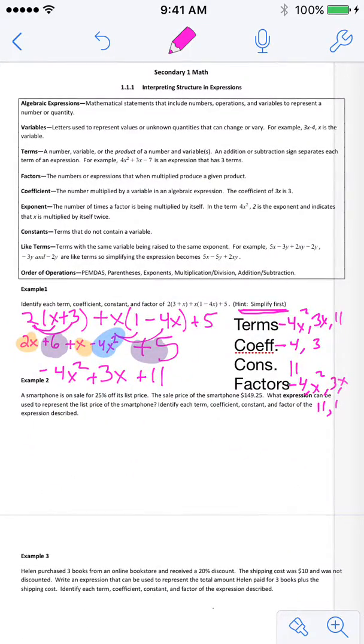Now there we go. That's our first problem. Alright, go ahead and stop the video now. If you have any questions, raise your hand, please, so that Mr. Walsh can help you out. And then we will keep going with the notes.